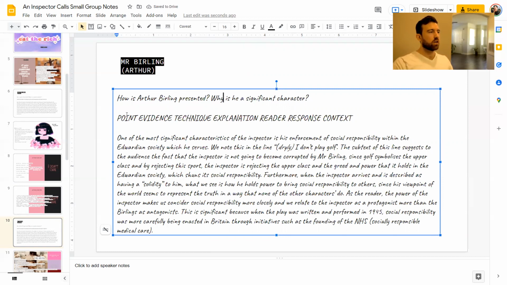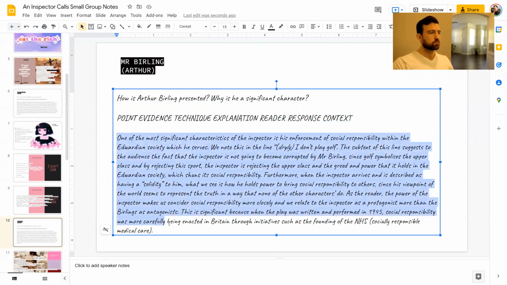Good. So like last week, we'll try and focus in on point first, evidence next, technique, explanation, probably some reader response and some context. Now, for some of you sitting some exams, you may not need to put in the context section for An Inspector Calls. So if you're an AQA student, you do. If you're Edexcel or OCR, double check whether you do or not, because for some parts you do and some parts you don't. I believe for An Inspector Calls you don't, but don't quote me on that. Double check your exams, make sure you know which assessment objectives you're hitting.